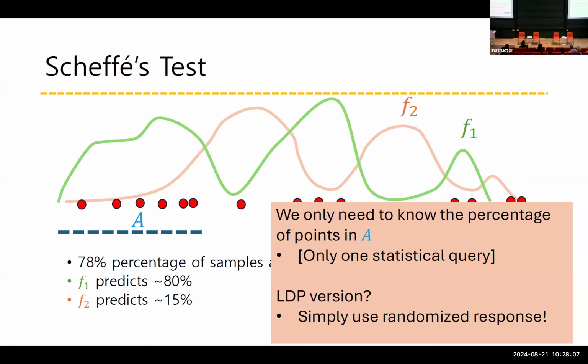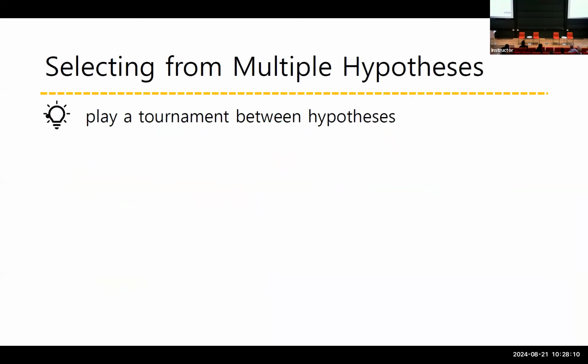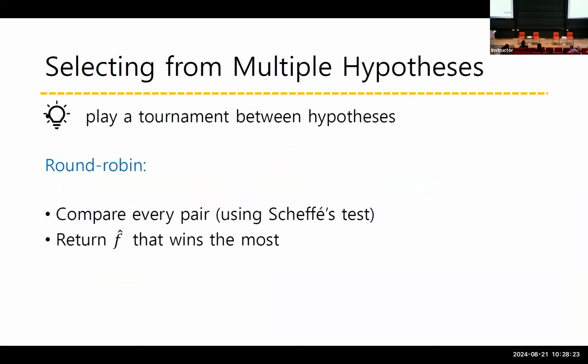What do we do for more than two hypotheses? We want to now choose between them. And again, a standard approach is to run some kind of tournament based on the primitive that we described in the previous slide. One kind of tournament is called a round robin. We play a game between every pair of hypotheses. So if we have K hypotheses, we have roughly K squared comparisons or queries. And we return the hypothesis that has the highest number of wins in their games.